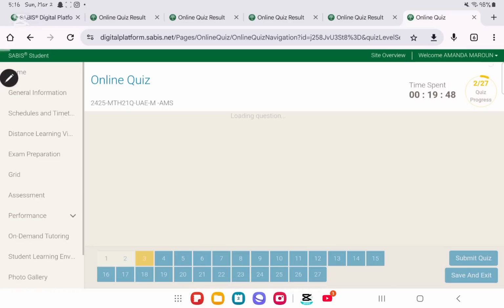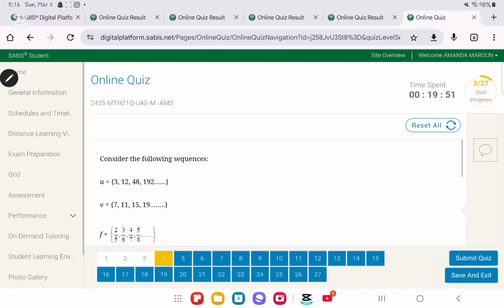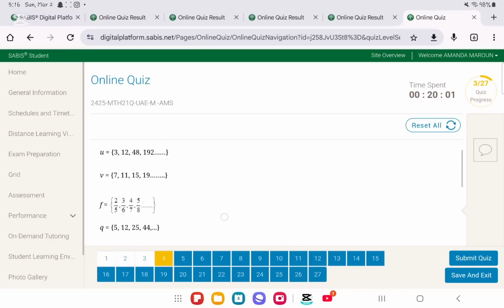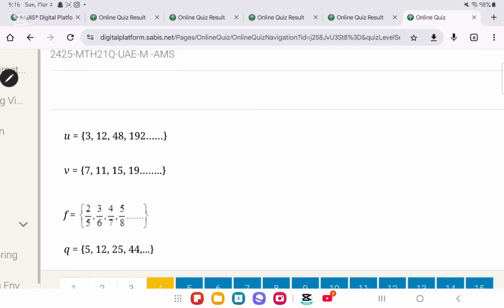Okay, now we will move on to question number 4. Consider the following sequences. We have U is 3, 12, 48, 192. V, F, and Q. They need us to find the equations for each of them. As you can see, U, it is skipping every time. Let's say from here, if we're going to try the subtraction, it's going to be 12 minus 3. You're going to get 9. But then 48 minus 12, you are going to get 36. And then 192 minus 48, you are going to get 144.